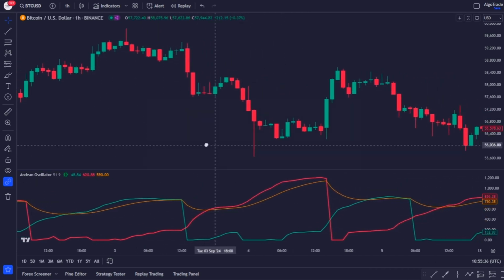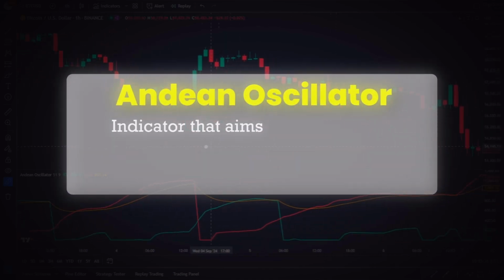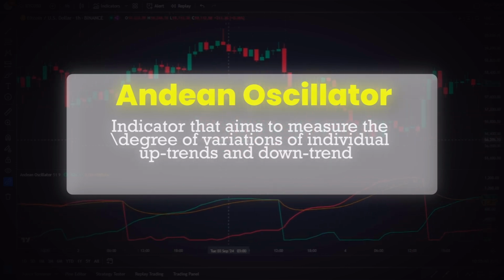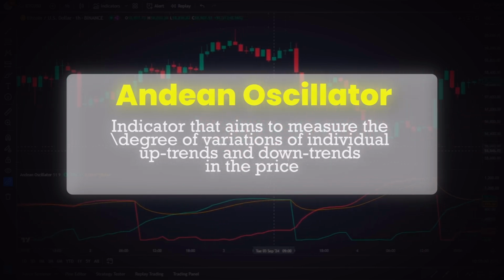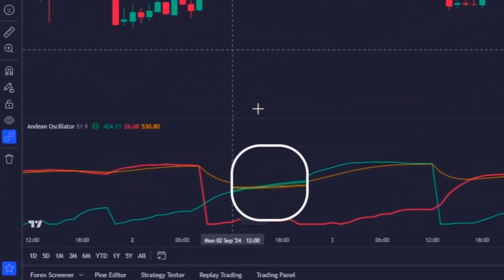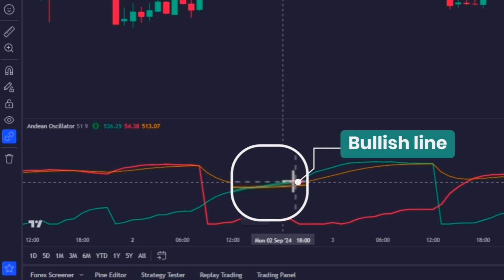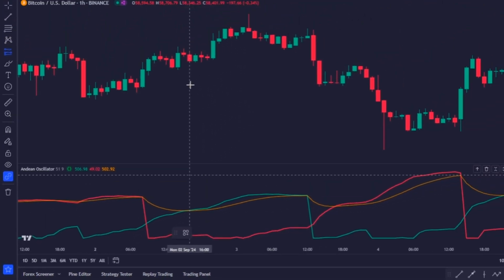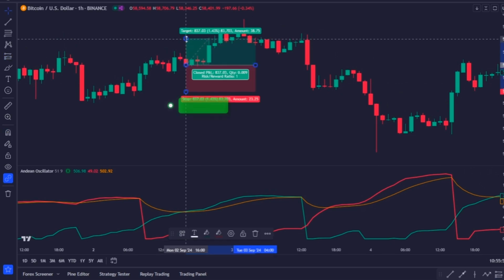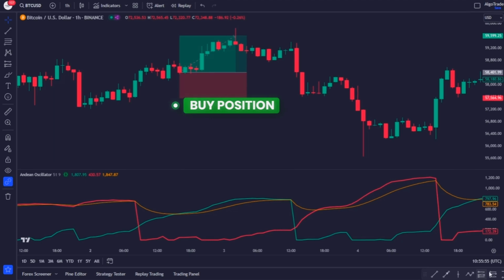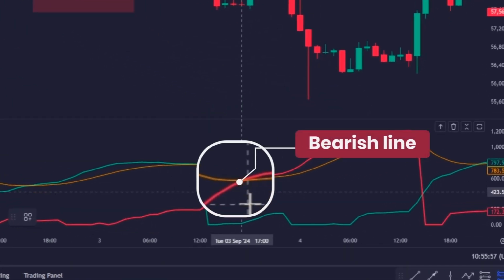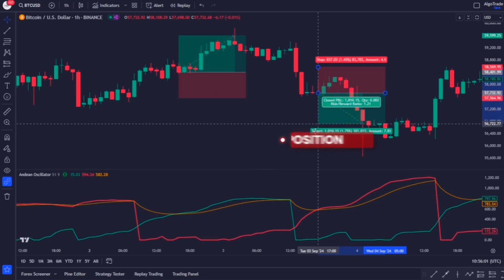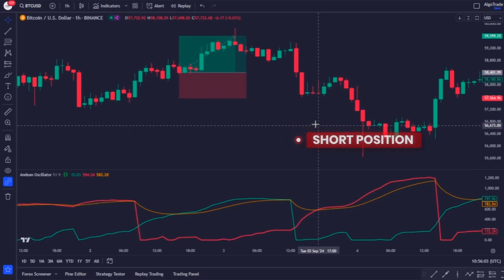By definition, the Indian oscillator aims to measure the degree of variations of individual uptrends and downtrends in the price. Basically, when this green line, which is the bullish line, crosses above the orange one, which is the signal line, it means it can be a good opportunity to enter in a buy position. And when the red line, which is the bearish line, crosses above the signal line, it can be a good time to enter in a short position.